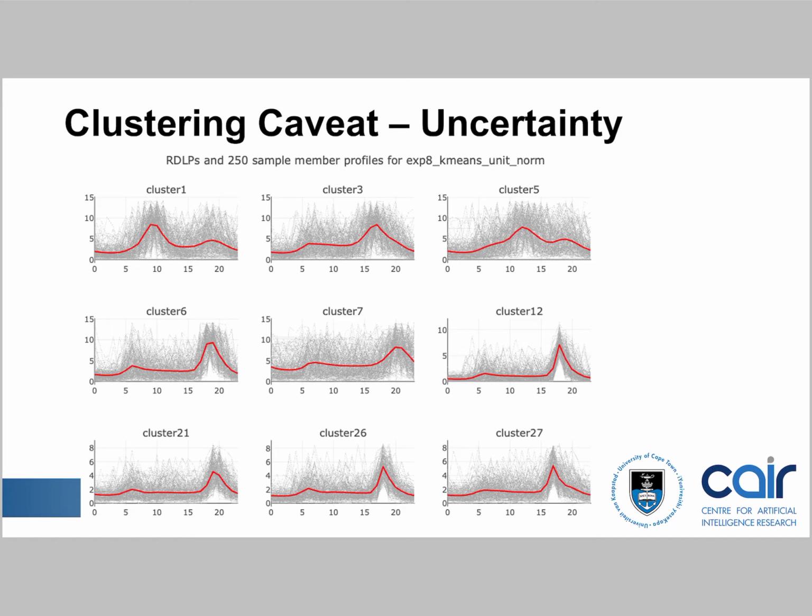A caveat is that even for a best set of clusters like experiment 8, the representative daily load profile at the end of the day is still only that, representative and an aggregation. So if we take here a sample of different clusters and then a random selection of daily load profiles assigned to that cluster, you can see that the red line, which represents the representative daily load profile, still has significant variance when plotting daily load profiles assigned to that cluster to it.